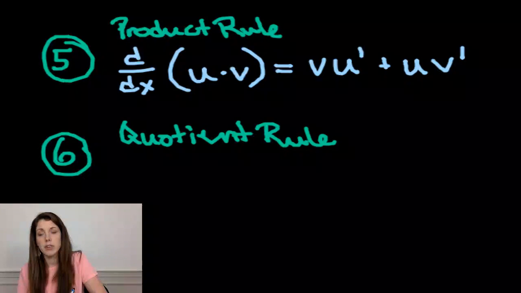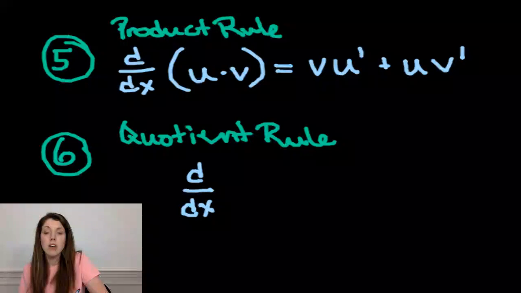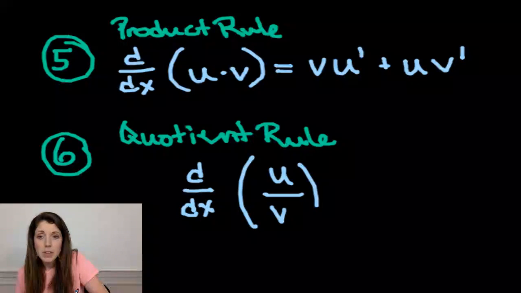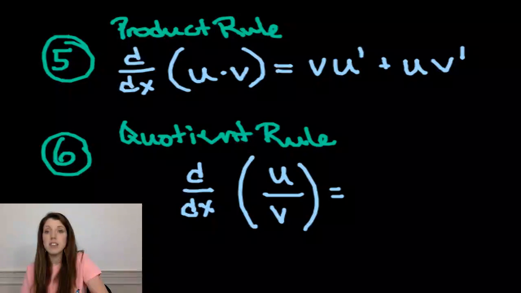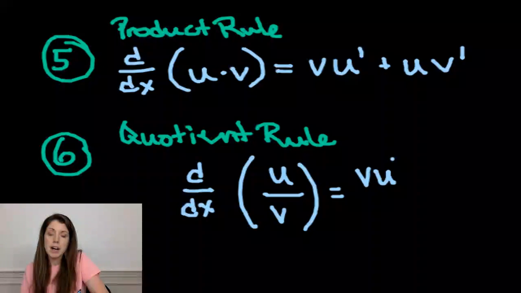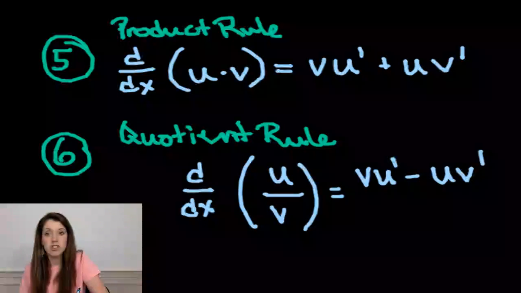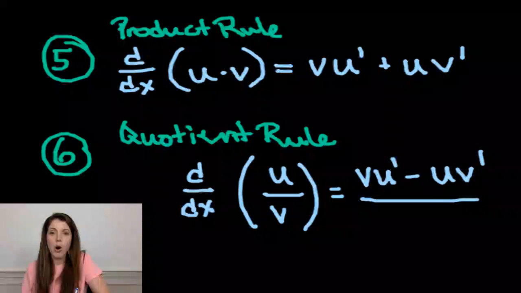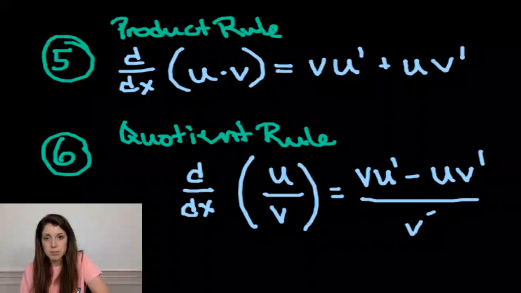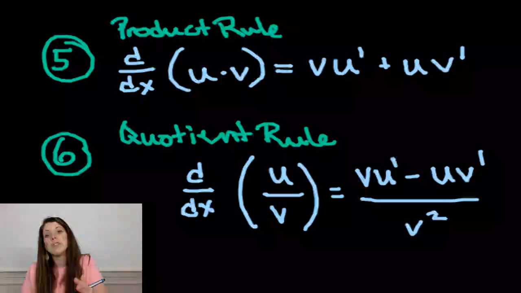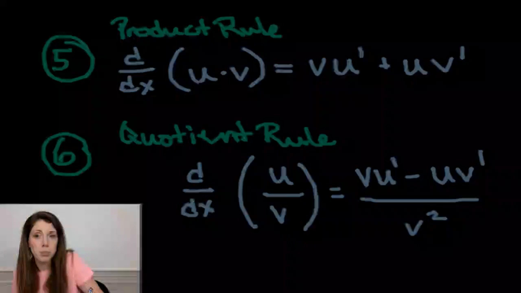But let me give you the quotient rule as well so you can see how they are related. The quotient rule says if I want to take the derivative of u over v, not multiplied, I can figure out what it is by following this pattern: v u prime minus u v prime. So same pattern except it's subtraction instead of addition, but all over v squared. So v u prime minus u v prime all over v squared. That's the quotient rule. Let's see how that works in an actual example problem.